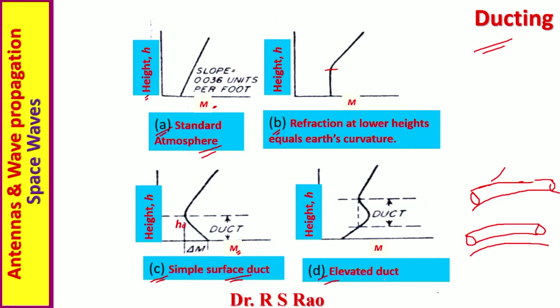In D is shown an elevated duct. In this case, M usually starts increasing with height up to a certain point. After that, it decreases up to a certain height, and after that it starts increasing again. The duct region is shown clearly in this diagram. In C also, the duct portion is indicated.